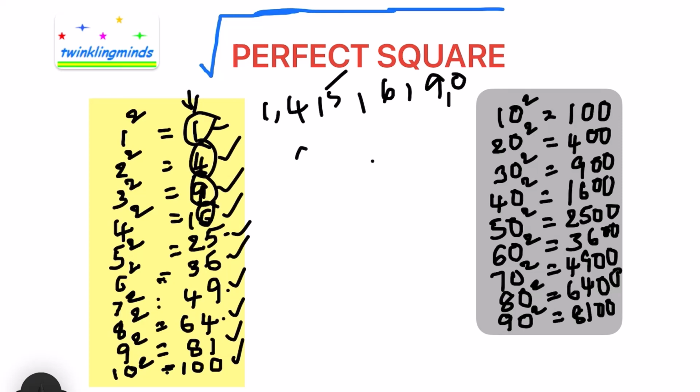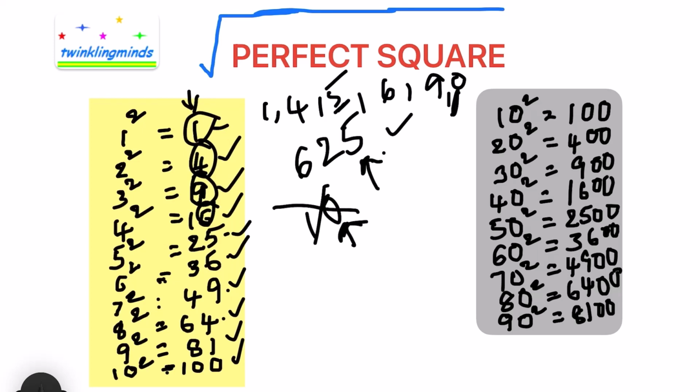For example, 625, what do we have at the units or ones position? 5. So 5 is there in the list, and it is a perfect square. But what about 10? You have 0, right? Is it a perfect square? No. So if we have these digits 1, 4, 5, 6, 9, 0, there is a probability that the number can be a perfect square, but not 100% sure.